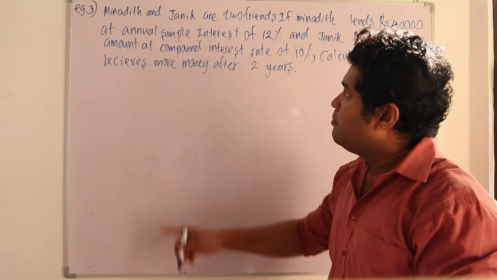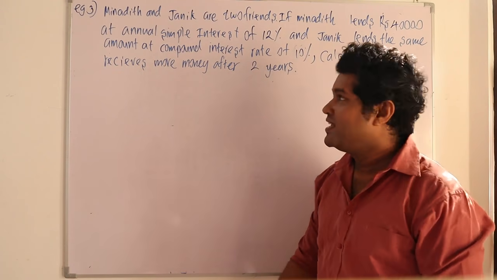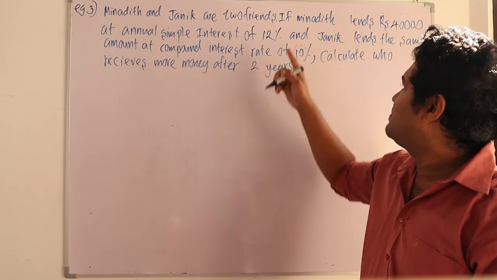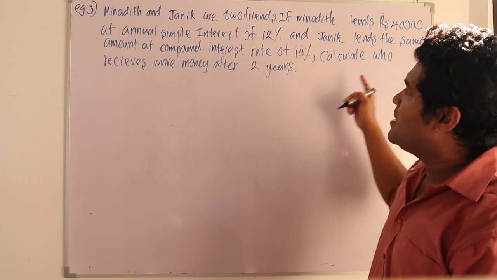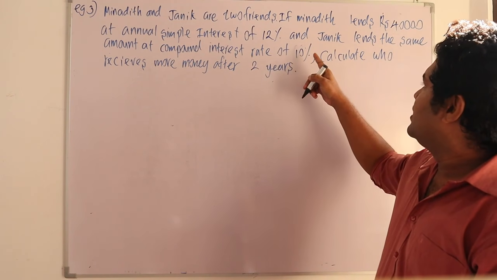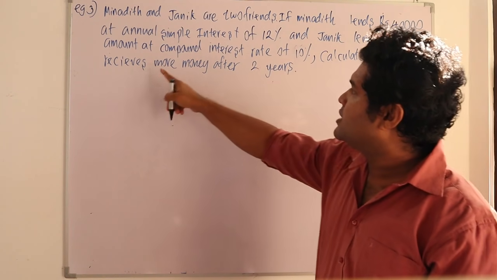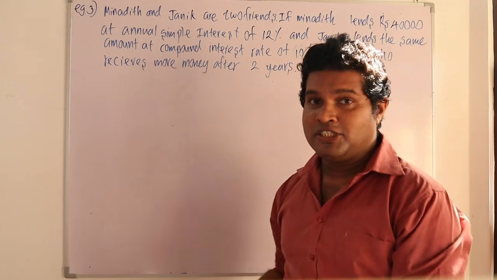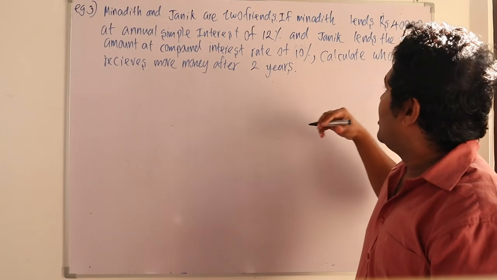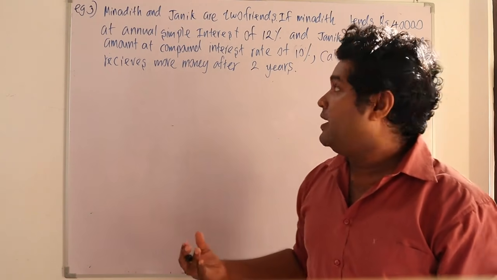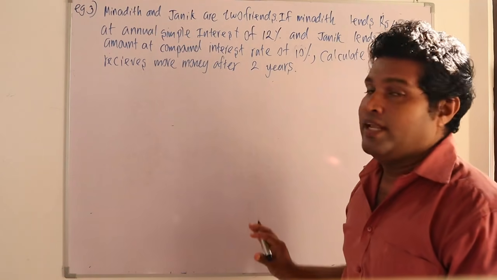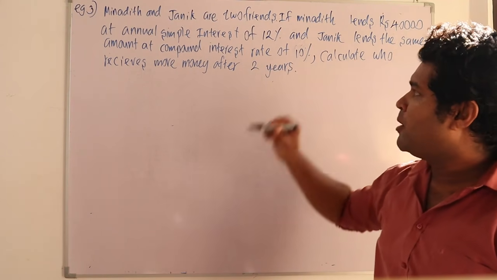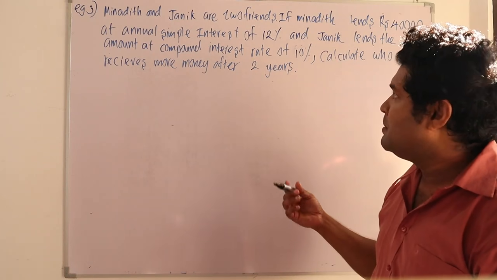Example number 3. Minadit and Janik are two friends. If Minadit lends 40,000 rupees at annual simple interest of 12% and Janik lends the same amount at a compound interest rate of 10%, calculate who receives more money after 2 years. The question asks a comparative question. We have to find who has obtained more money, Minadit or Janik. Then how to start this? One is according to compound interest, the other one is according to simple interest.